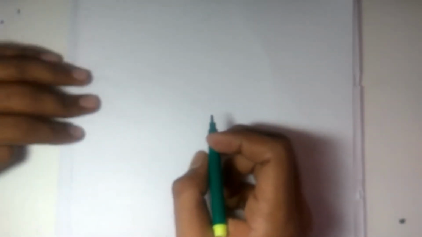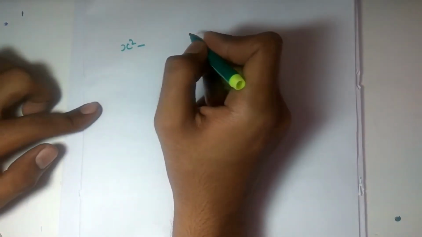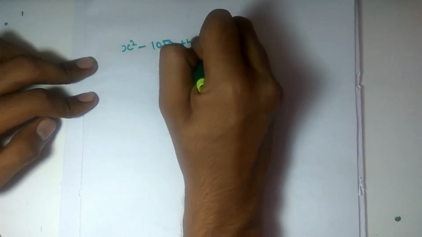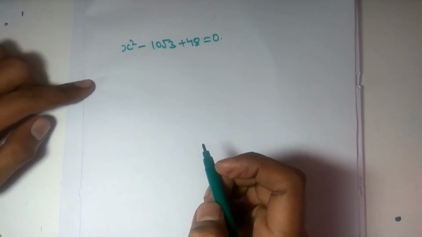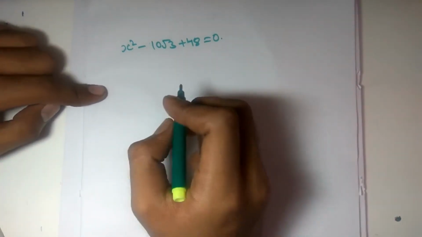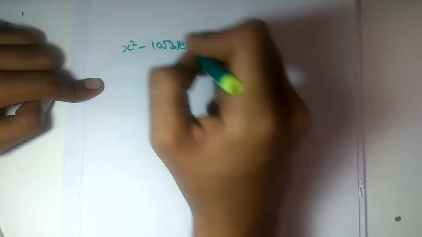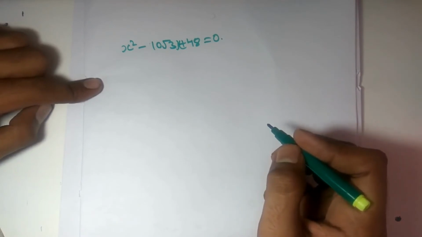Okay. In this session, we are going to discuss how to factorize an irrational equation. Here, the equation is of the form x square minus 10 root 3 x plus 48 equal to 0. How to factorize this question? In this question, we have to split the middle term. The question is just like this: x square minus 10 root 3x plus 48 equal to 0.